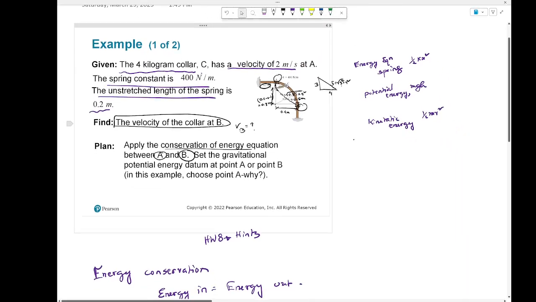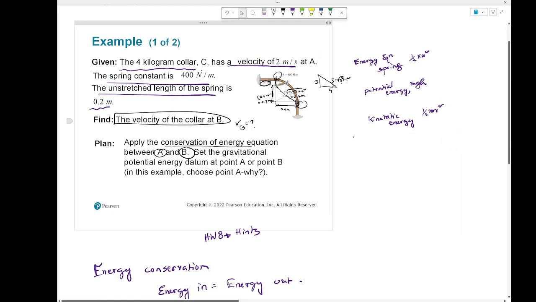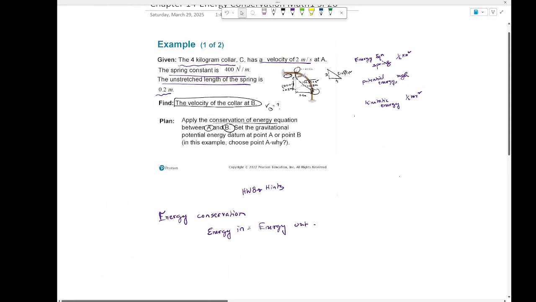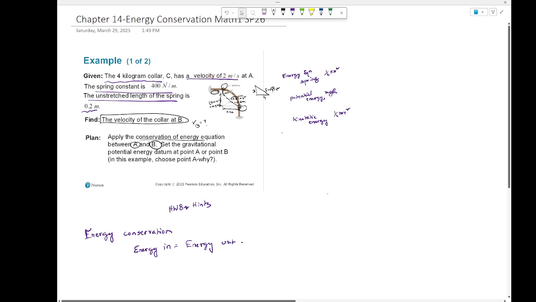Okay, so let's start. Let's start with the free body diagram. So we do have this thing. Let me keep those. So let's do a free body diagram. Free body diagram. What does FBD mean? Free body diagram.